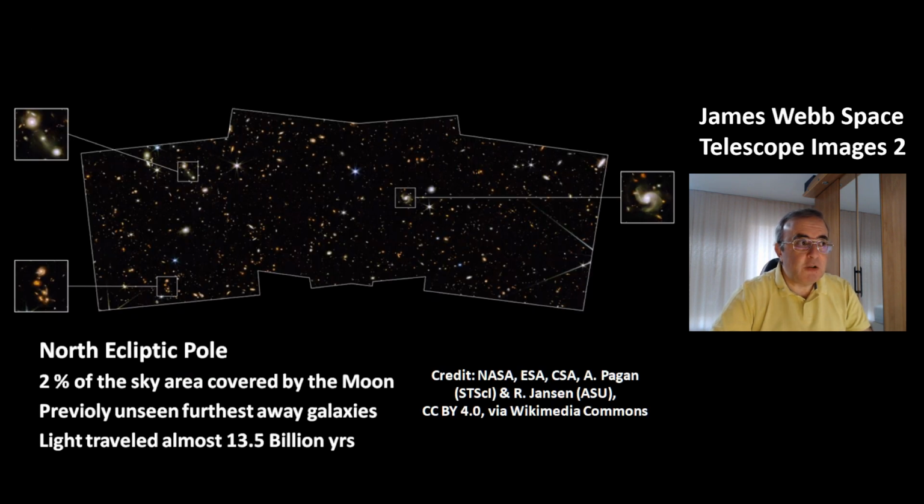This is a picture of the North Ecliptic Pole. That's just 2% of the sky area that is covered by the moon. And thanks to the James Webb Space Telescope, we can see previously unseen, furthest away galaxies like this one. The light from these galaxies traveled almost 13.5 billion years.